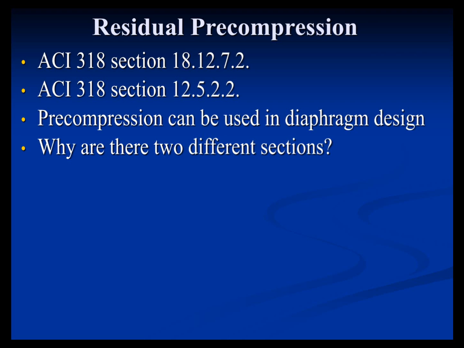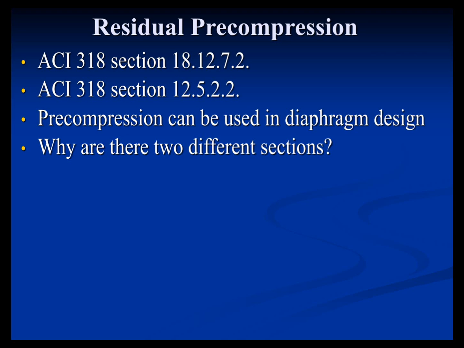The question I get asked a lot, and I honestly do not have an answer, is why there are two different sections that say the exact same thing effectively. Chapter 18 is currently the seismic section, so wood frame, shear walls, diaphragms in particular are covered in 18. In the last one or two generations, they added chapter 12 after the reorganization, and that's specifically a diaphragm chapter.